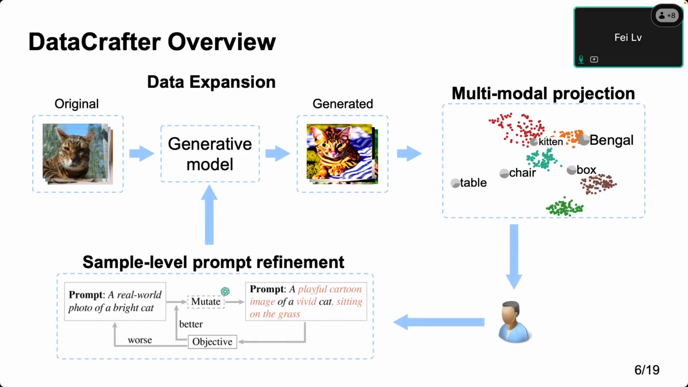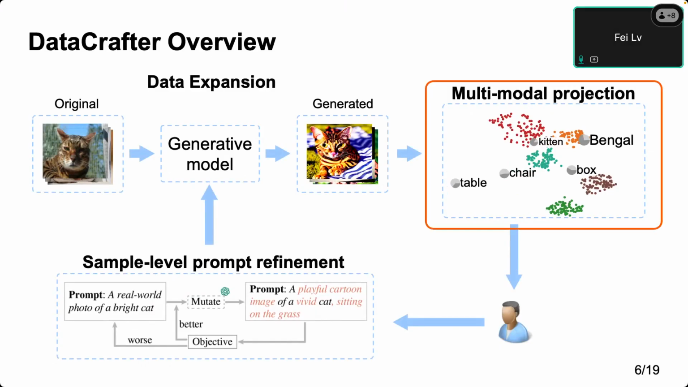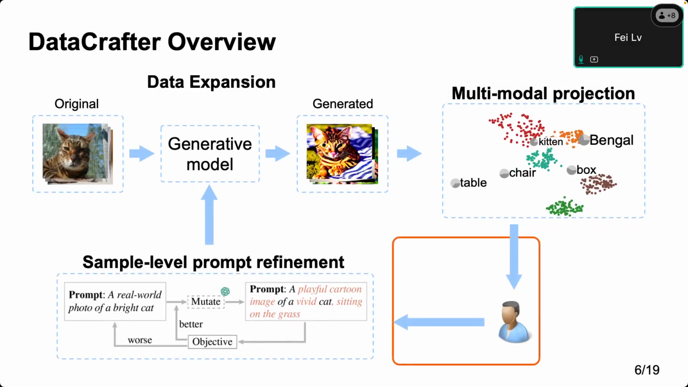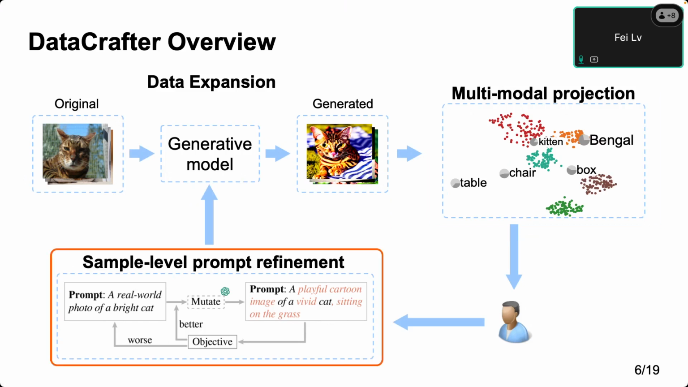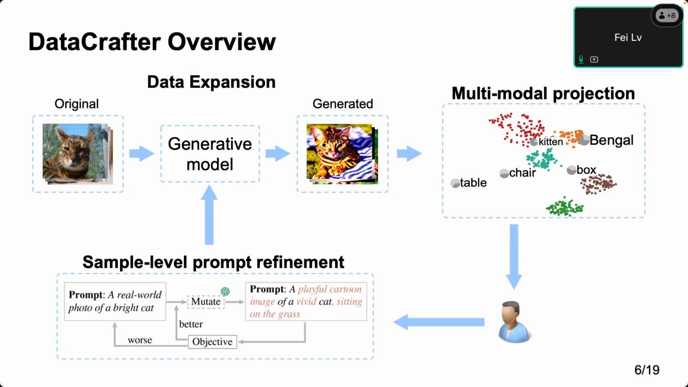This is an overview of DataCrafter. Given the original images and a pre-trained generative model, it generates new images, then uses the multimodal projection method to project both the images and content labels in a 2D plane for exploration. During exploration, users can identify which images are undesired or lack diversity. Then they refine the prompts through a sample-level prompt refinement method. The refined prompts are used in the next iteration.